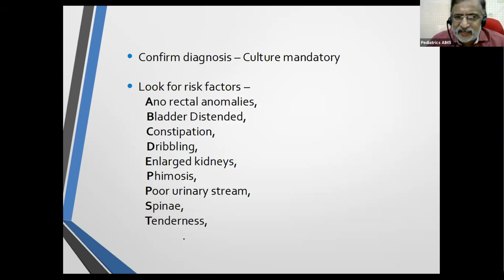So Dr. Shija is very clear. First of all, you have to confirm the diagnosis; culture and sensitivity is very mandatory. You have to look for anorectal anomalies, whether the bladder is distended or not, whether constipation is present or not, dribbling present or not, nephromegaly present or not. And you also want to say something about tight phimosis, isn't it? Yes, sir. Then poor urinary stream and the spine, we have to look because the baby may have some spinal problem, spinal dysraphism, that also has to be looked for.